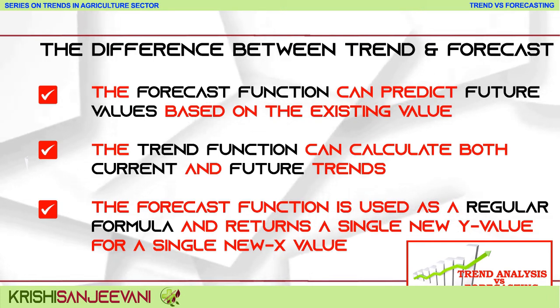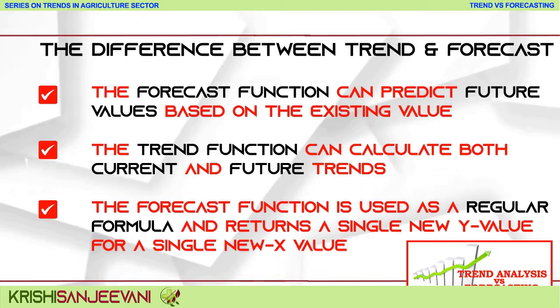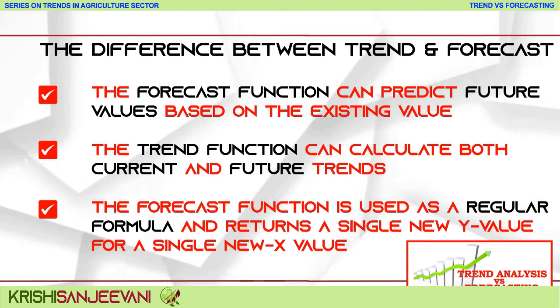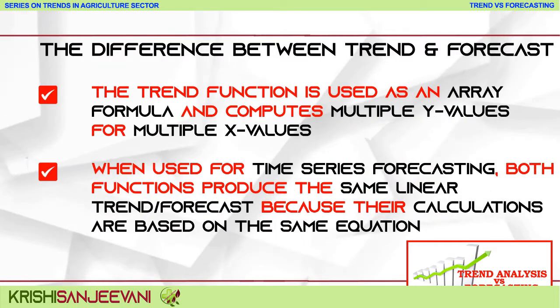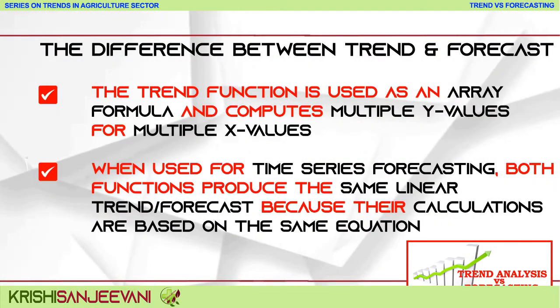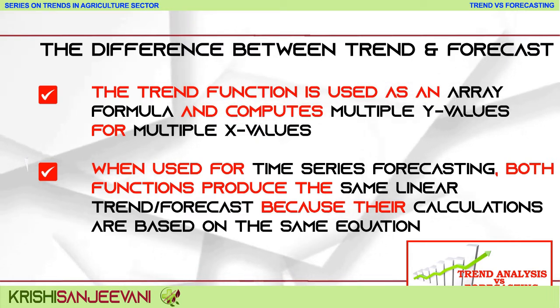The forecast function can predict future values based on the existing value. The trend function can calculate both current and future trends. The forecast function is used as a regular formula and returns a single new Y value for a single new X value. The trend function is used as an array formula and computes multiple Y values for multiple X values. When used for time series forecasting, both functions produce the same linear trend or forecast because their calculations are based on the same equation.